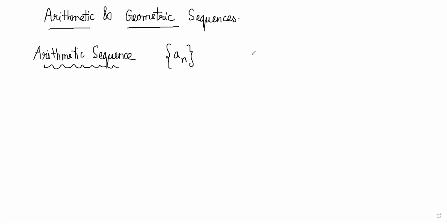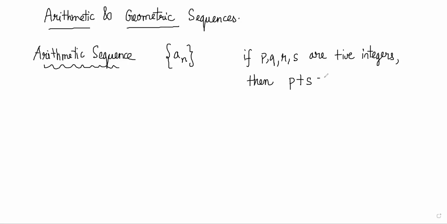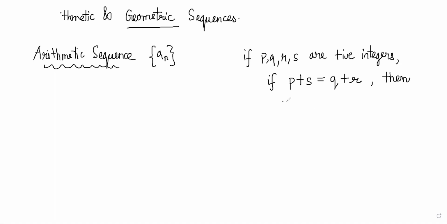If P, Q, R, S are positive integers, then if P plus S is equal to Q plus R, then we have AP plus AS is equal to AQ plus AR. So what does this mean?